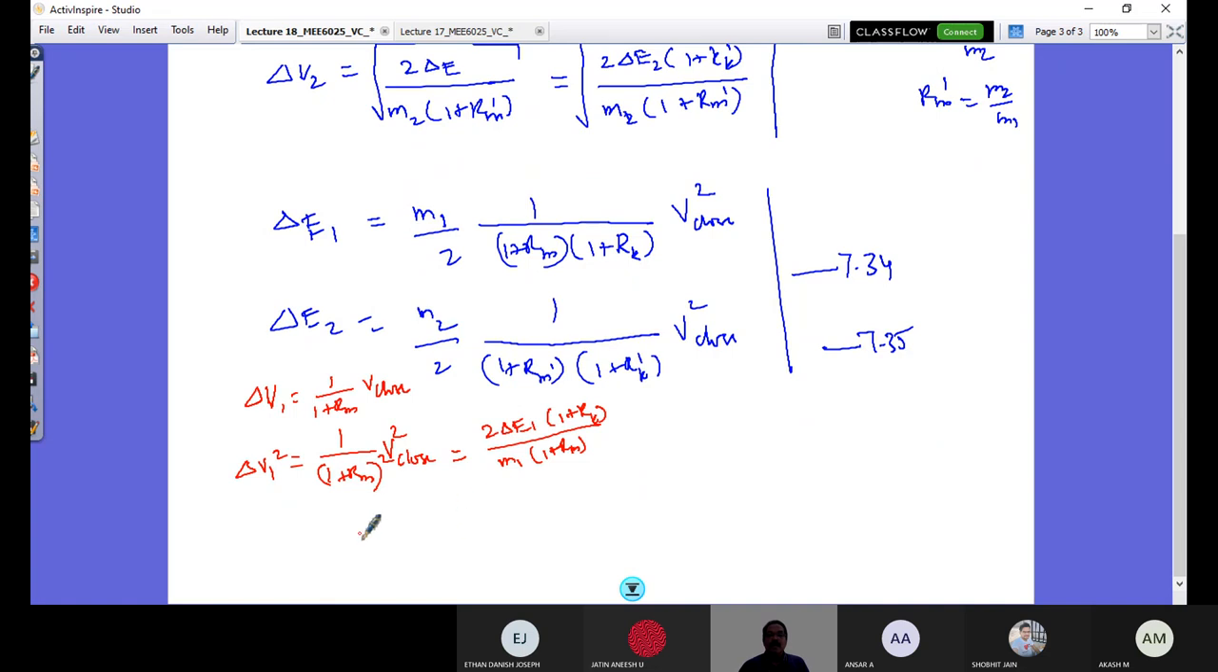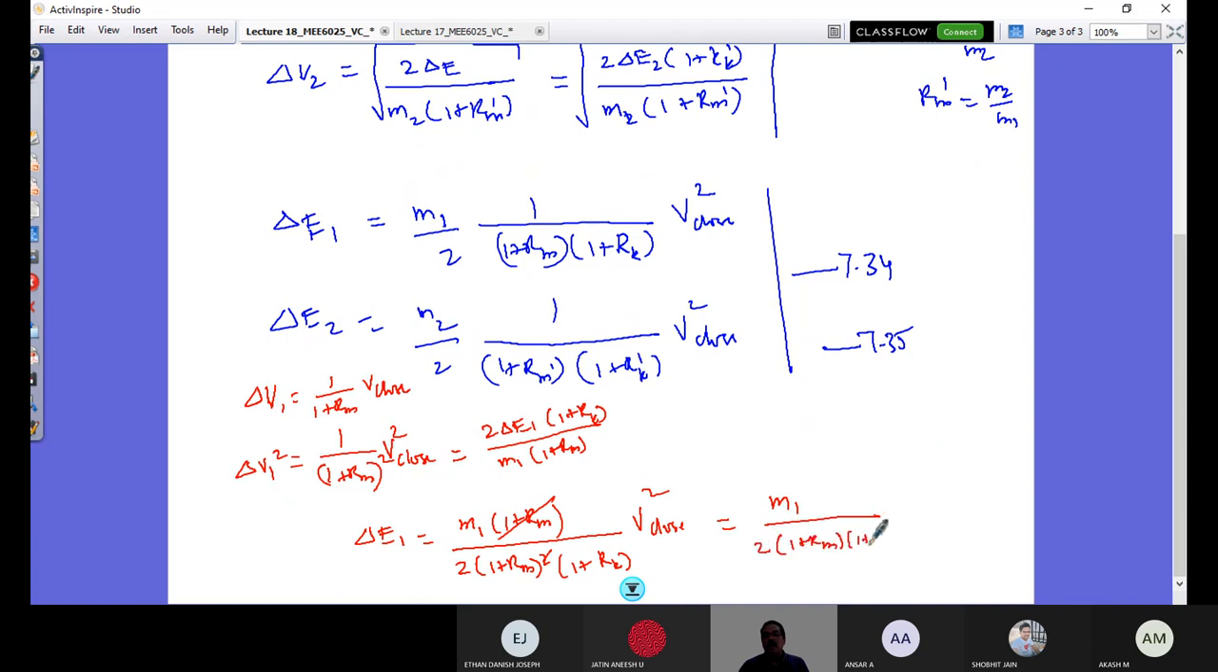Delta E1 I wanted. So delta E1 from this, if I take the other elements on the other side, is going to be M1 into 1 plus Rm divided by 2 into 1 plus Rm square into 1 plus Rk, this is brought down, into V close square. So this 1 plus Rm and this goes off. I get M1 by 2 into 1 plus Rm into 1 plus Rk into V close square. So this is the equation 7.34, right?